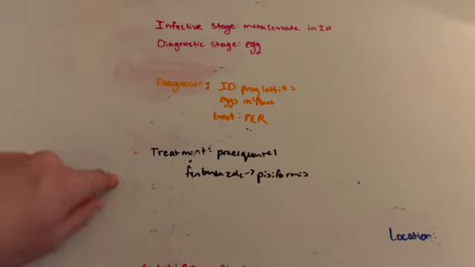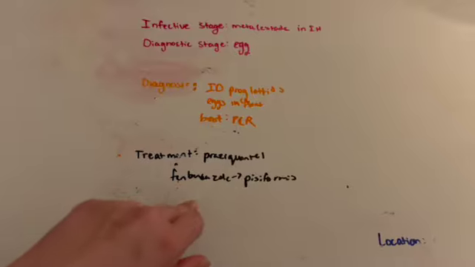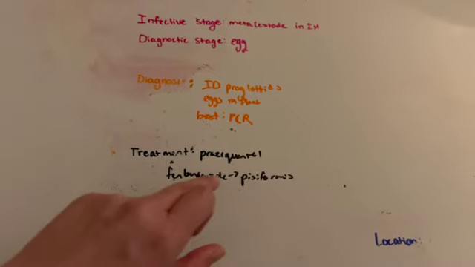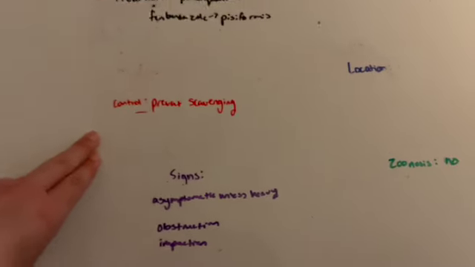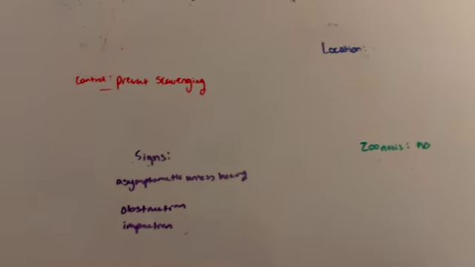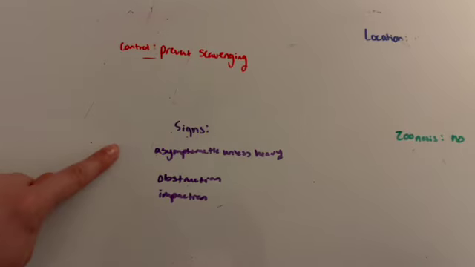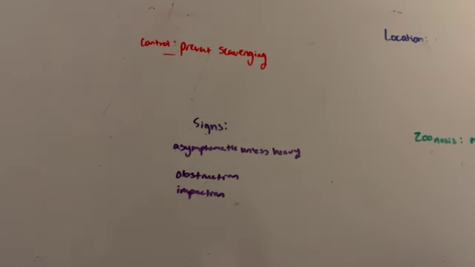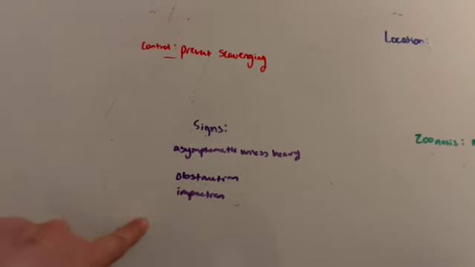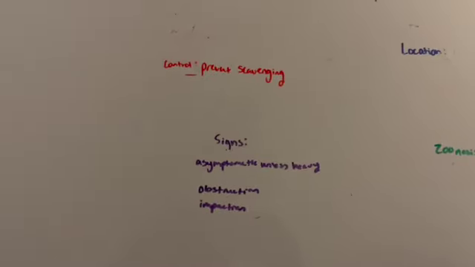Treatment is praziquantel. You can do fenbendazole, but fenbendazole should only be for pisiformis. So fenbendazole should only be for dogs. Control, you prevent scavenging. It is not zoonotic, and the signs, they're typically asymptomatic unless it's a heavy worm burden, but it'll be obstruction and impaction of the adult worm.